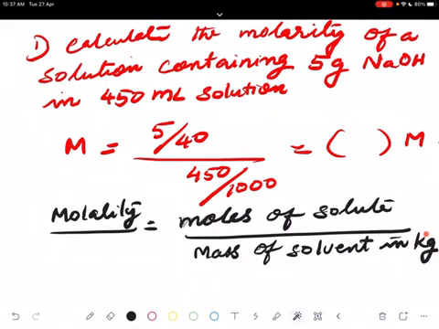This molality also we require for further topics in this chapter. So I am stopping here. Two terms are very much important: molarity and molality. Last year you learned molarity, and molality also. Molarity is the number of moles of solute upon volume of solution in liters. What is molality?